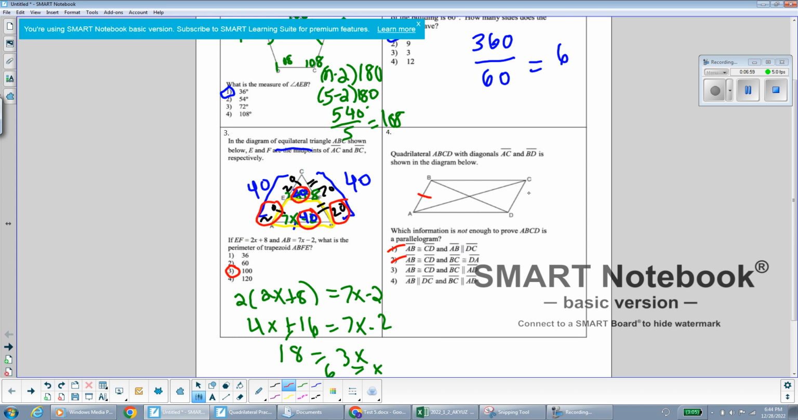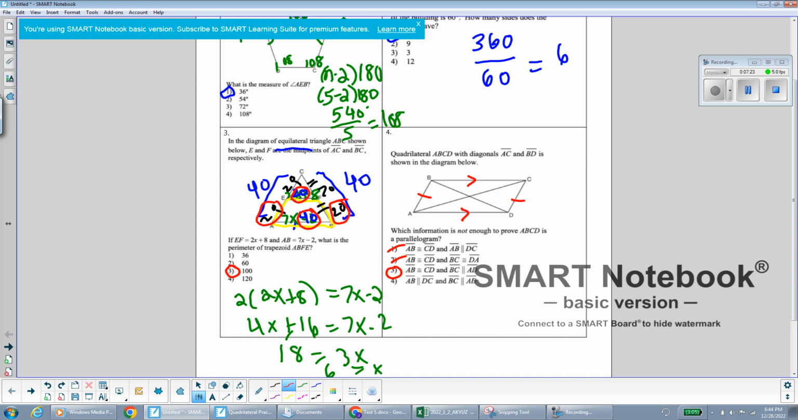AB is congruent to CD, and BC is parallel to AD. Well, both pairs of sides are not congruent. Both pairs of opposite sides aren't parallel. And we don't have one pair of opposite sides that is both congruent and parallel. So this is not a valid method. So this is actually the answer choice that we're looking for.